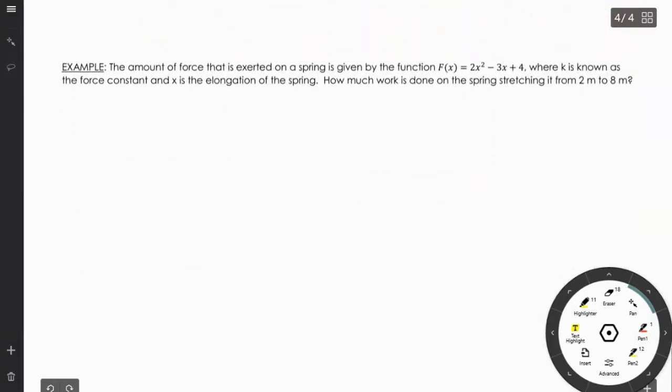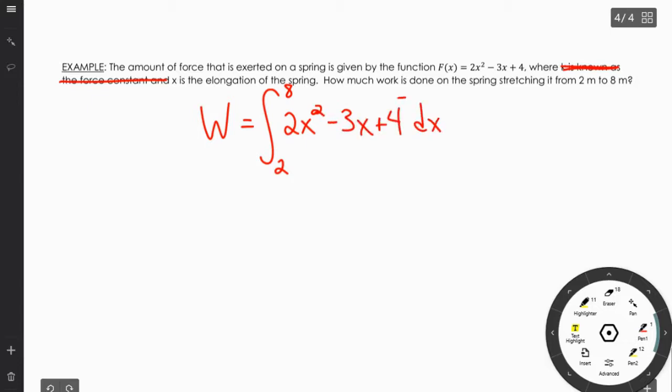It says the amount of force that is exerted on a spring is given by the function f of x equals 2x squared minus 3x plus 4. I've put in something with a k, but I changed the problem, so we don't have to worry about this. K is the force constant, and x is how far the spring is stretched. So how much work is done on the spring in stretching it from 2 to 8 meters? Okay, so the amount of work done is the integral, in this case from 2 to 8, of our function, 2x squared minus 3x plus 4 dx.